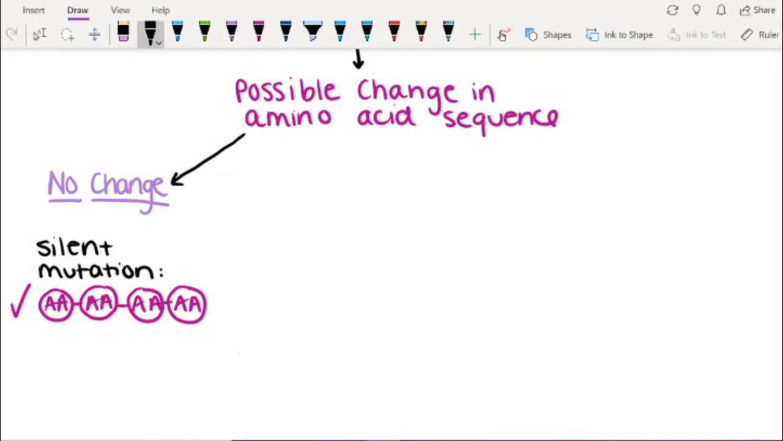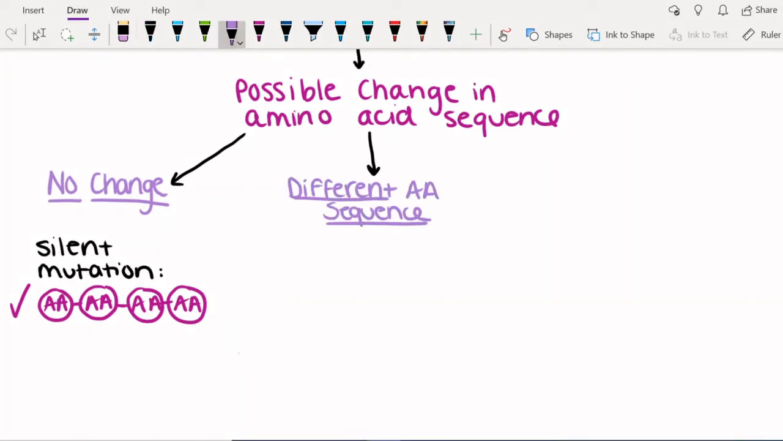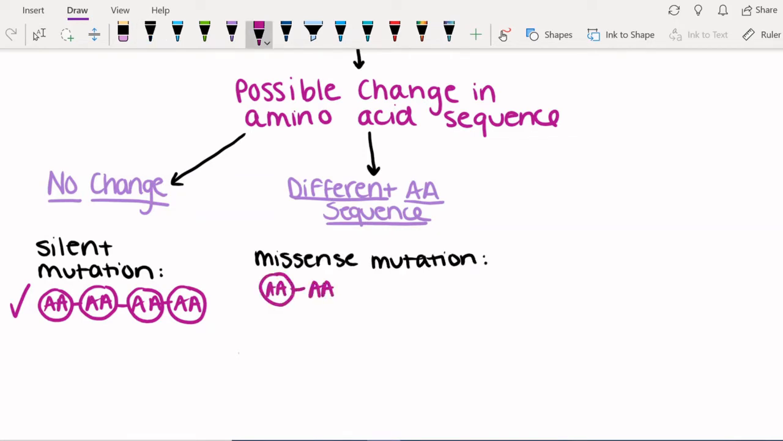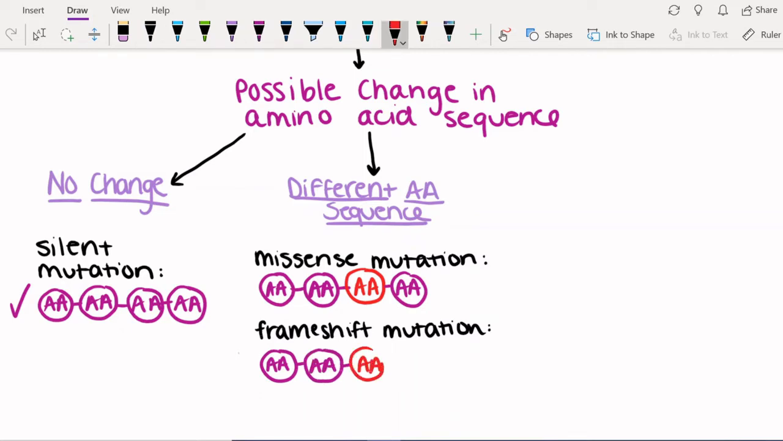Another possible outcome is that the amino acid sequence is changed because of the mutations. A missense mutation would cause one amino acid in the sequence to change. A frameshift mutation would also cause many amino acids in the sequence to change.